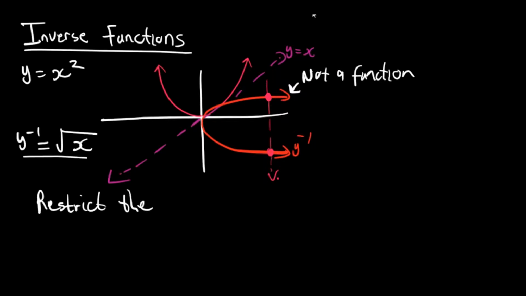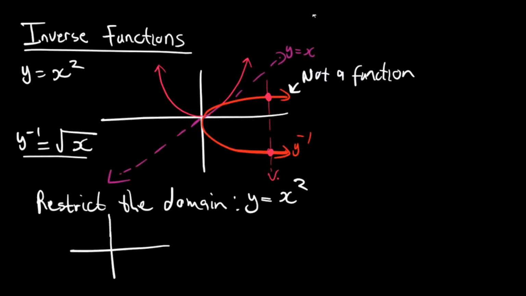So we must restrict the domain of the original function, which is y is equal to x squared. So let's say, for example, we have the function here of y is equal to x squared.